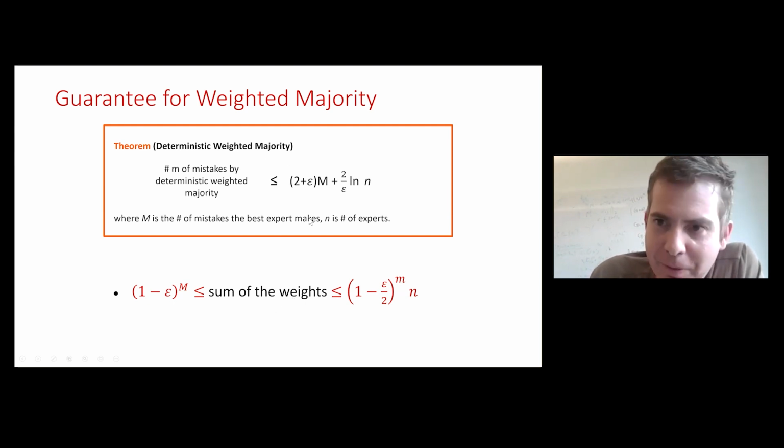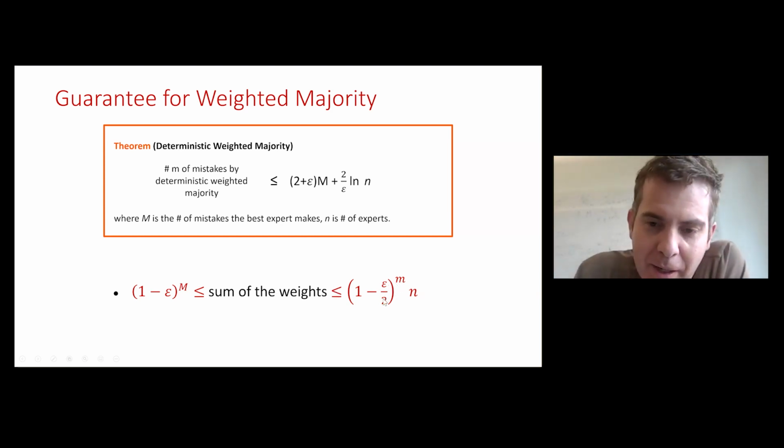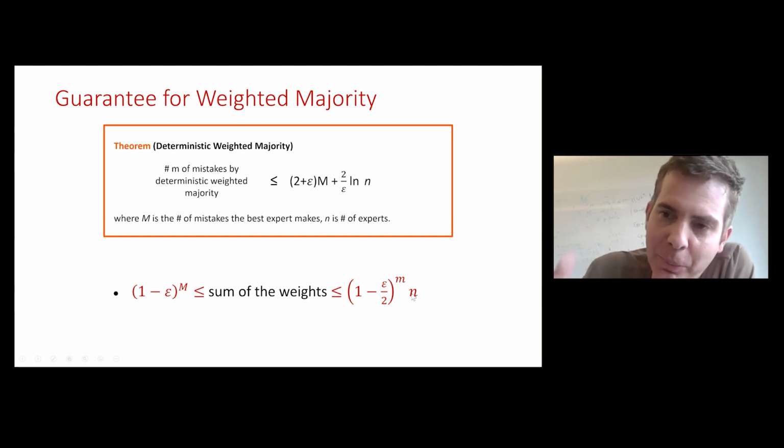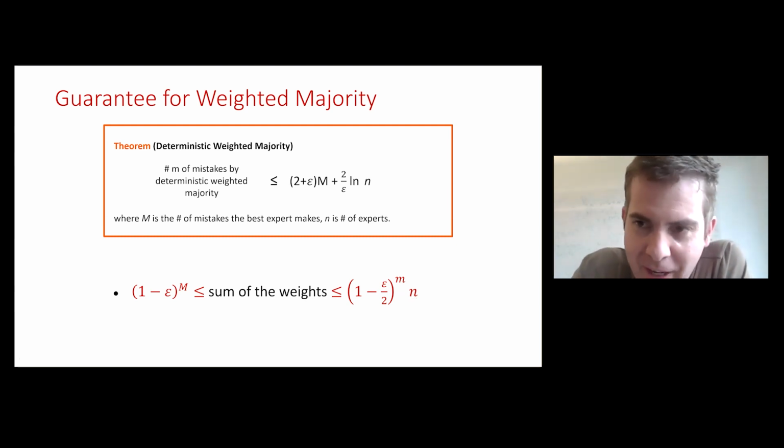And the proof of this is very simple. It's a potential function based proof. So you look at the sum of the weights of all the experts, and it fits in this one line. It's at least the weight of the best expert, which, since the best expert made at most capital M mistakes, is at least 1 minus epsilon to the M, right? Because the weight starts at 1 and you get penalized at most capital M times. And it's also at most 1 minus epsilon over 2 to the little m times n. Why? Because all the weights start off at 1, so the sum is n.